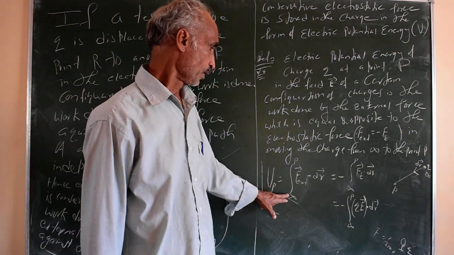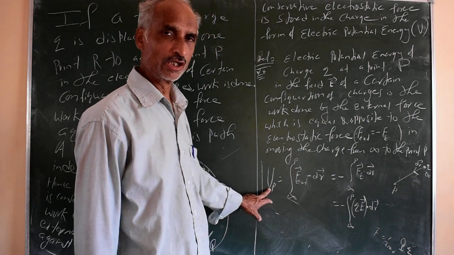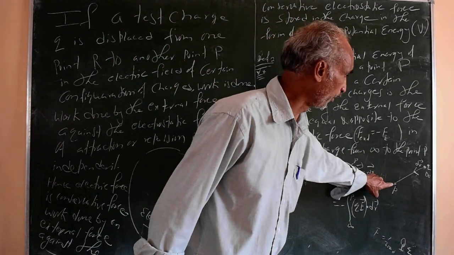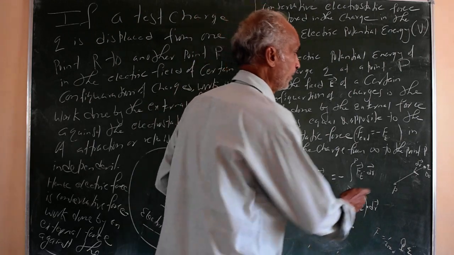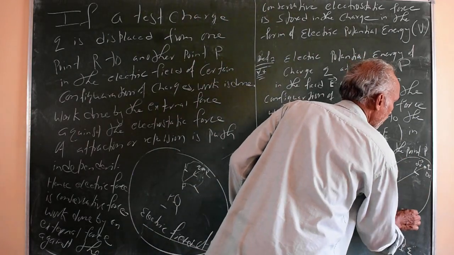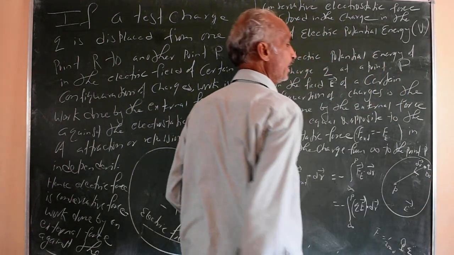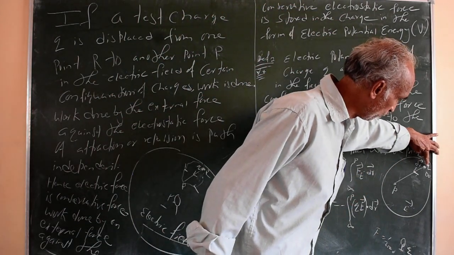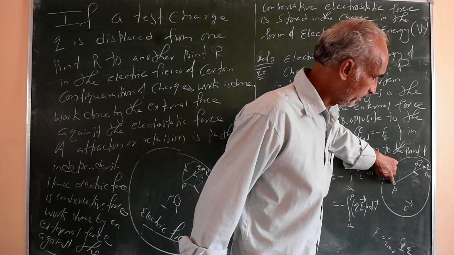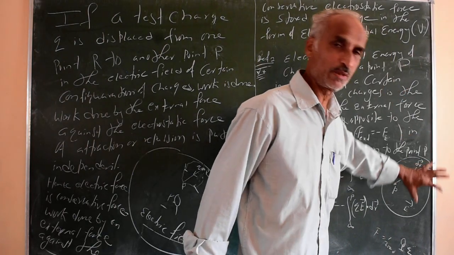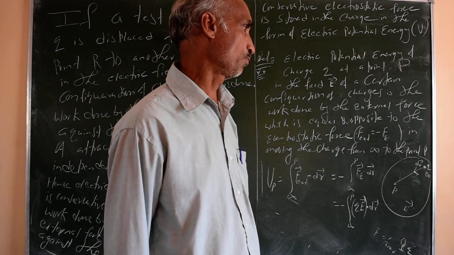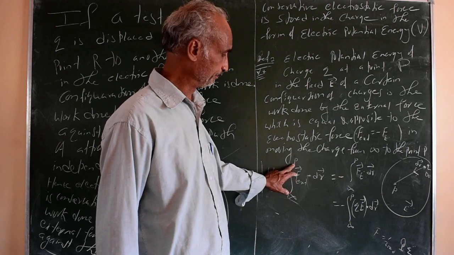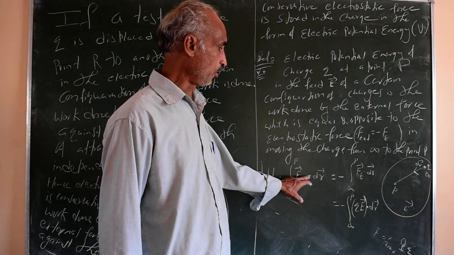Consider the potential energy of the charge small q at the point P, taking it from infinity to P, against the electric field E bar generated by a certain source charge. The test charge q is displaced from infinity to the point P. dr bar is the small displacement. So U_P is equal to minus the integral from infinity to P of F external dot dr bar.